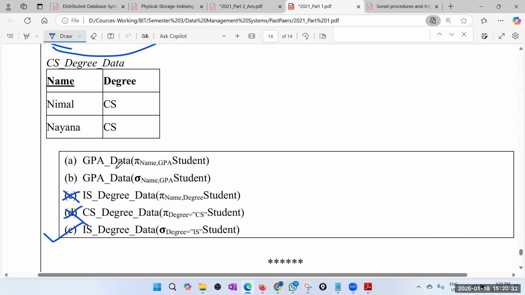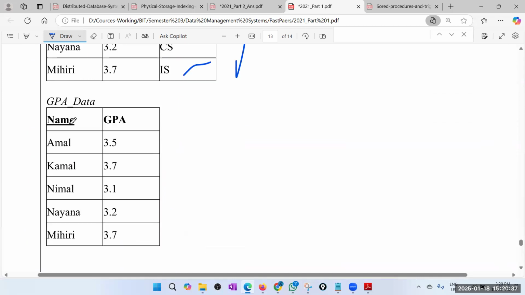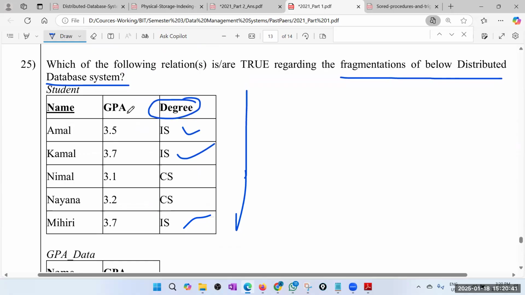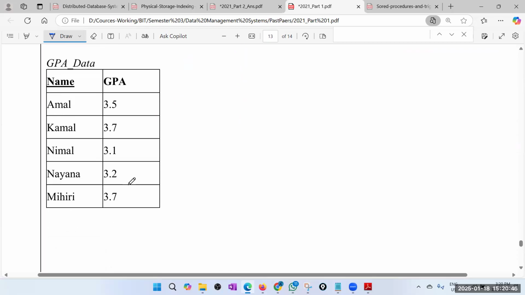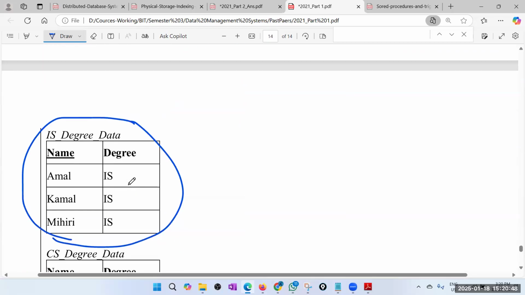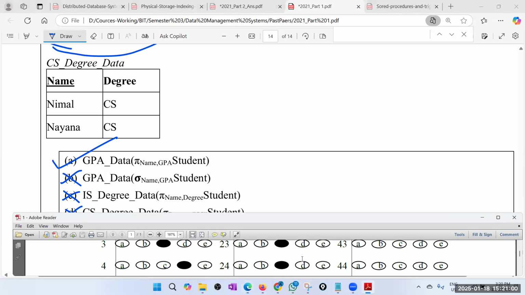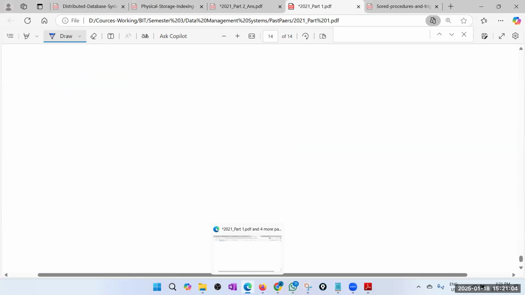Okay, now let's look at GPA data. GPA data, name and GPA. That is all the students and their GPAs. It must be a simple projection operation, not a sigma operation. Yes, it's a projection operation on the student table. The answer must be A and E. That is an easy question. Okay.